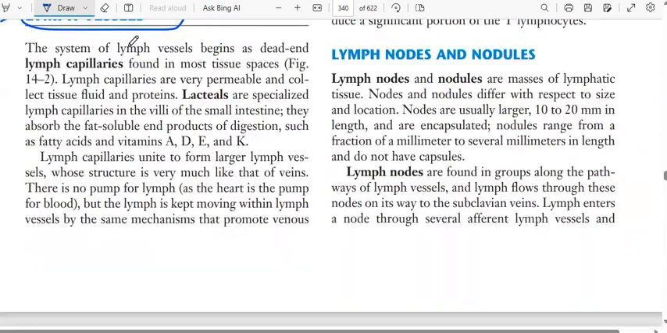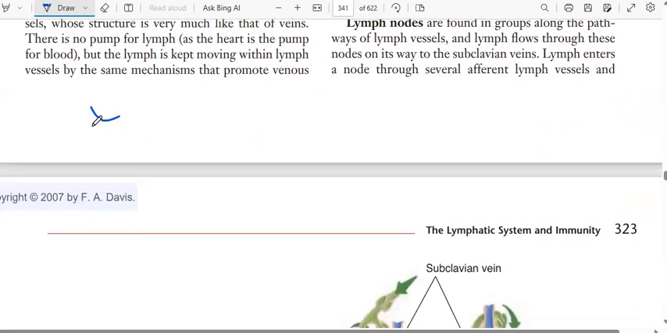The system of lymph vessels begins as dead-end lymph capillaries found in most tissue spaces. Starting with lymph capillaries, there is no direct vessel to the tissue fluid, so we have different capillaries.